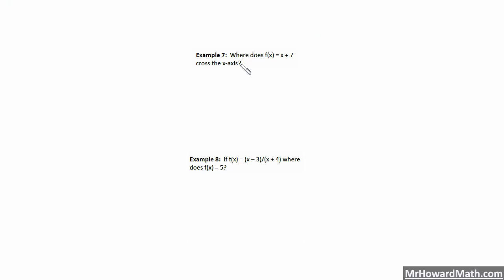Alright, so example 7: where does f of x equal x plus 7 cross the x-axis? This is just another way of asking us for our x-intercept. And remember, our x-intercept occurs when y is 0, so we just set this equal to 0. So 0 equals x plus 7. Subtract 7, and we get x equals -7. So our answer there is just -7, or the point (-7, 0). Pretty simple. Alright, let's move on to example 8.